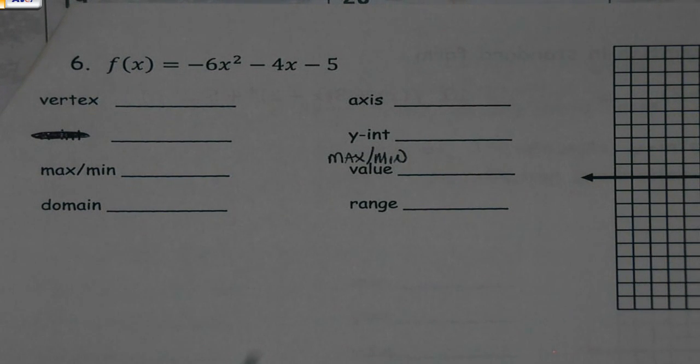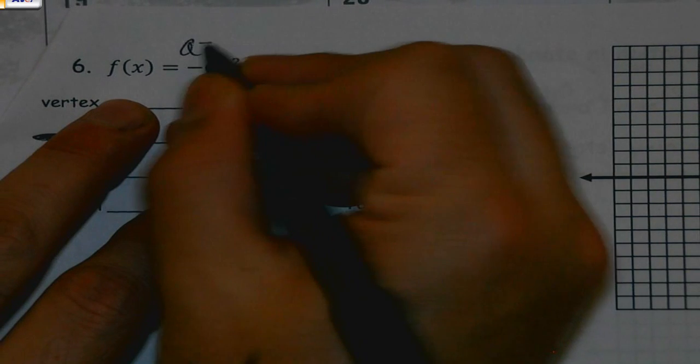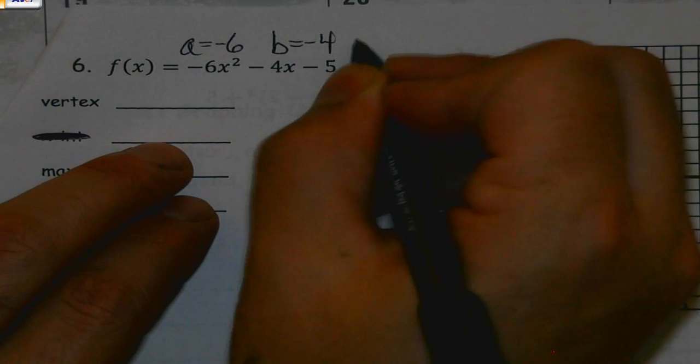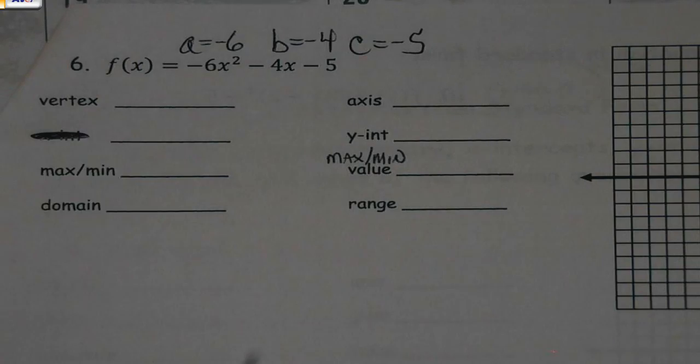Okay, so, let's get down to business here. Get my A, B, and C. And my first job is to find the x value of the vertex.